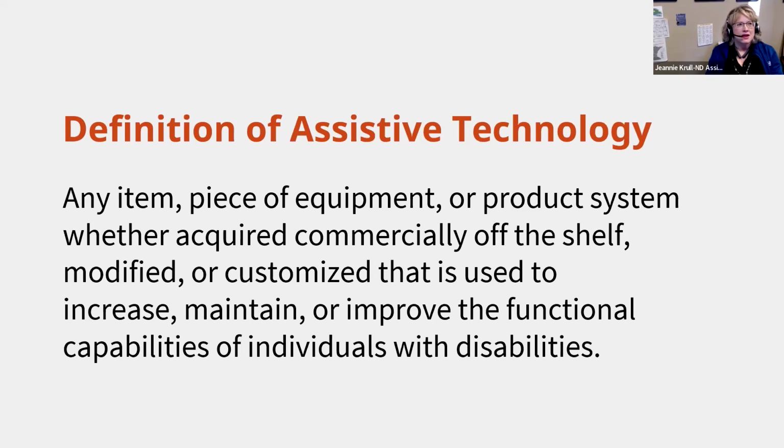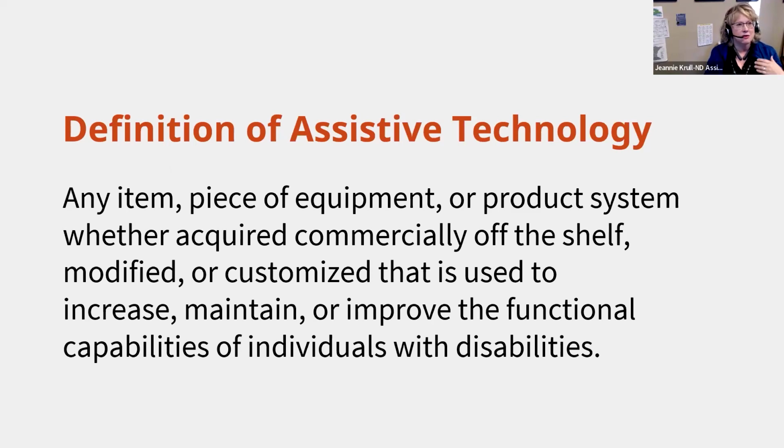And this could be something off the shelf, like your smartphone. Many of us, our smartphones are convenience items, and if we took them away, we would survive, sort of. But for some people with disabilities, the smartphone is the only way that they can maintain a job, get up in the morning, know what to do next. That's one example.